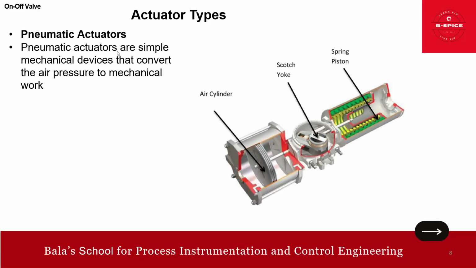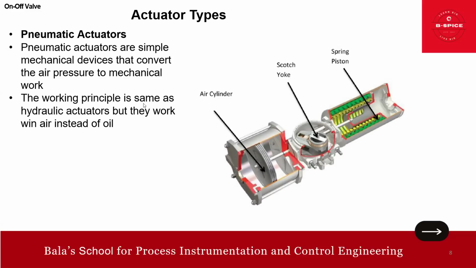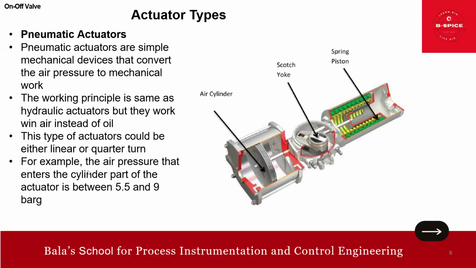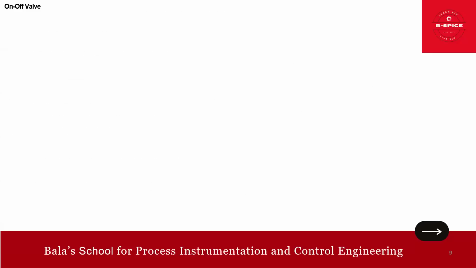Okay, friends. So pneumatic actuators are very simple devices that convert the air pressure to mechanical work. Very simple. So the working principle is same as the hydraulic, but they work in air instead of oil. So this type of actuator could be either linear or quadrilateral. For example, air pressure that enters the cylinder right here is between 5.5 and 9 bar. This is what we discussed earlier.